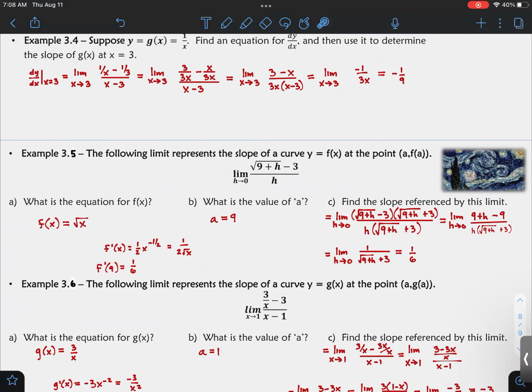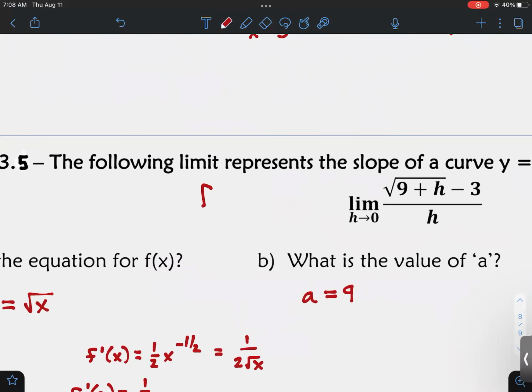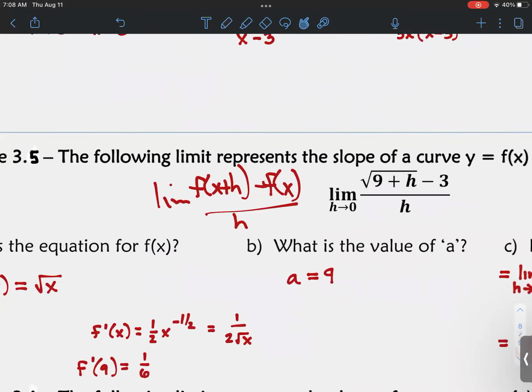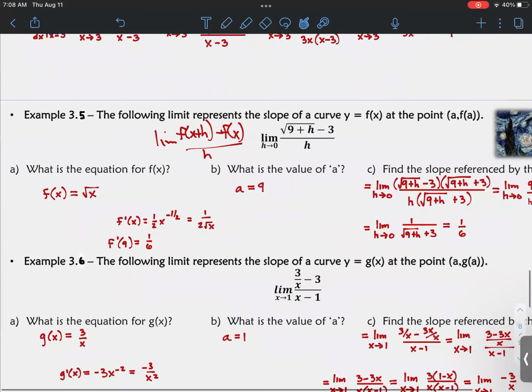But if you look real closely, you see, oh, there's an h going to 0, there's an h in a denominator. The numerator has some function involving a number plus h and then subtracting something else. So all those pieces are lining up to convince me that this is really some variation of that limit formula, which I'm writing out here. Okay, so at that point, it's just a matter of figuring out what are the different pieces.